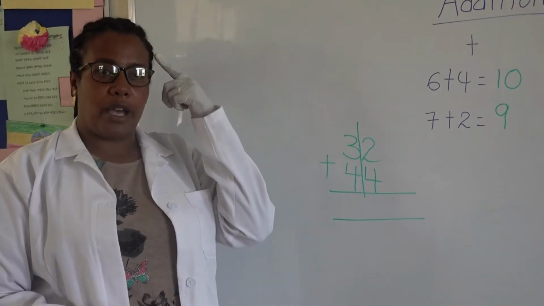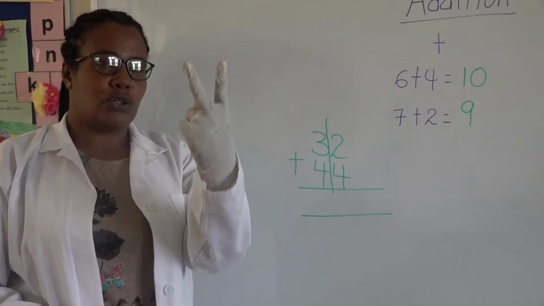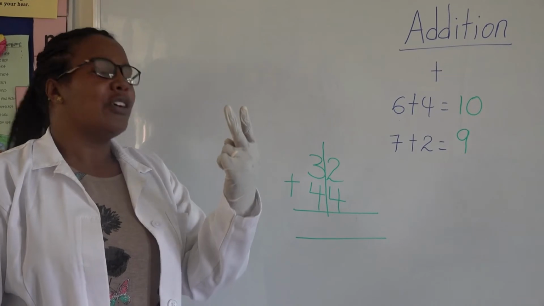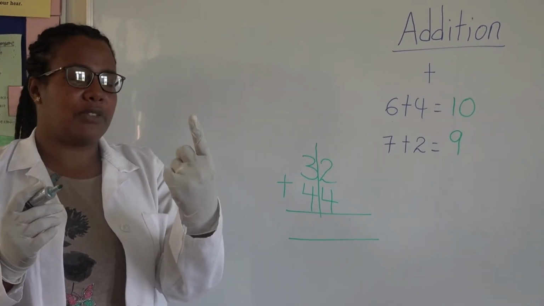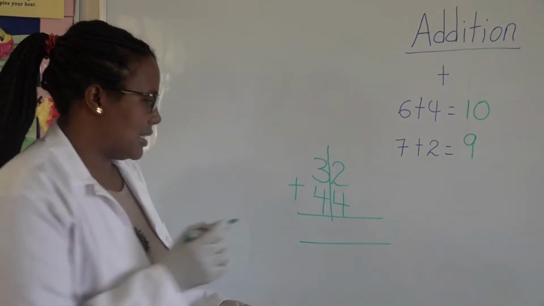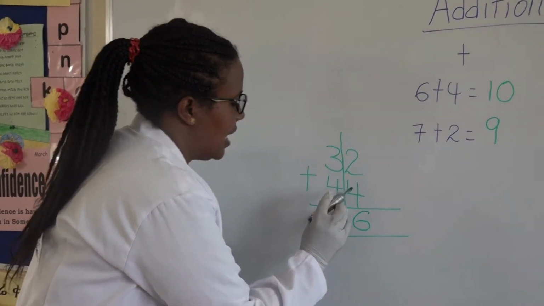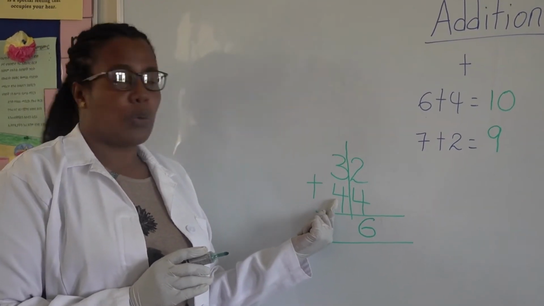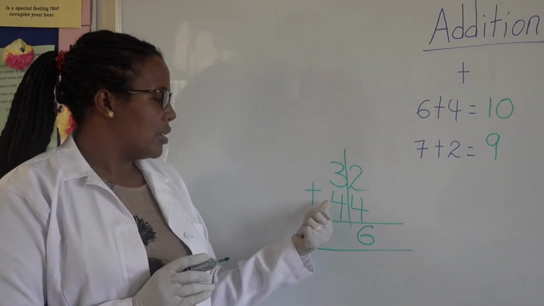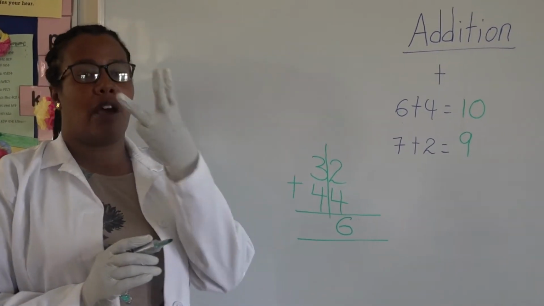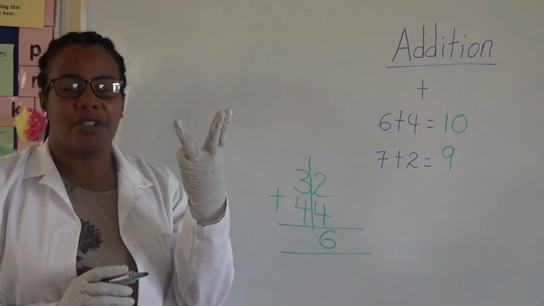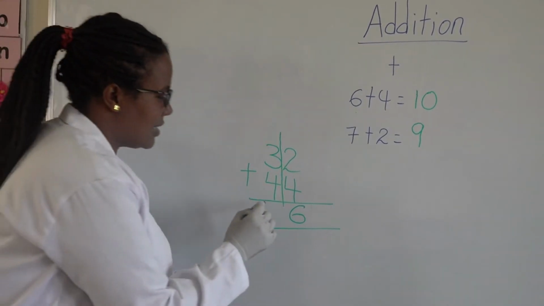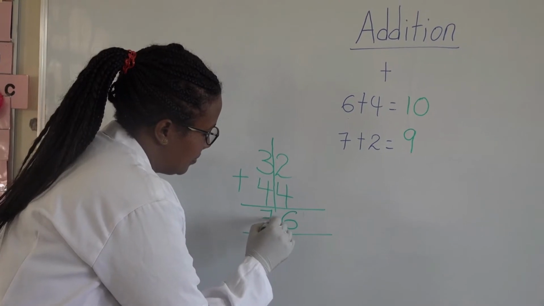So let's put 4 in our mind and take out 2 fingers. Okay, add it. 4, 5, 6. The answer is 6. Let's go to the next one. 3 and 4. So which one is big? 4. So let's put 4 in our mind, 3 with our fingers. 4, 5, 6, 7. The answer is 7. One more.